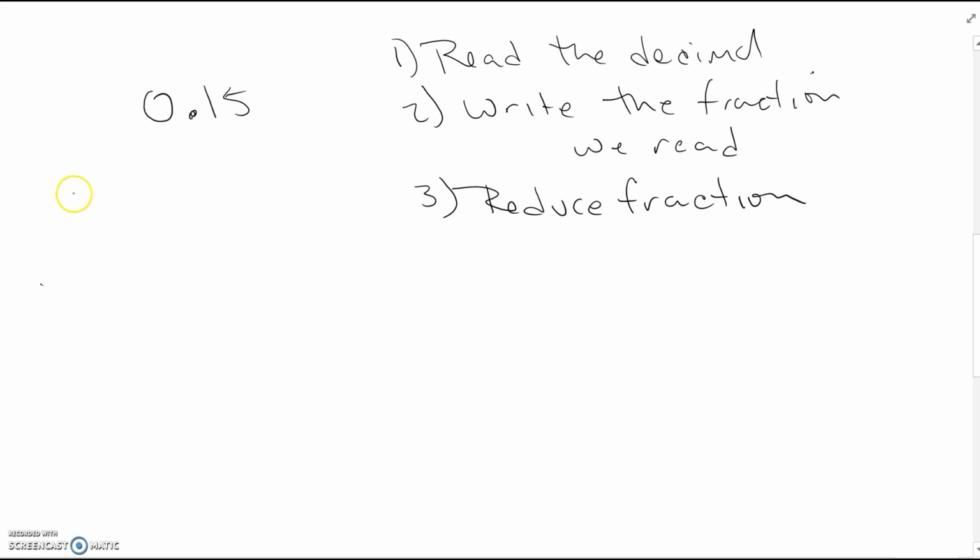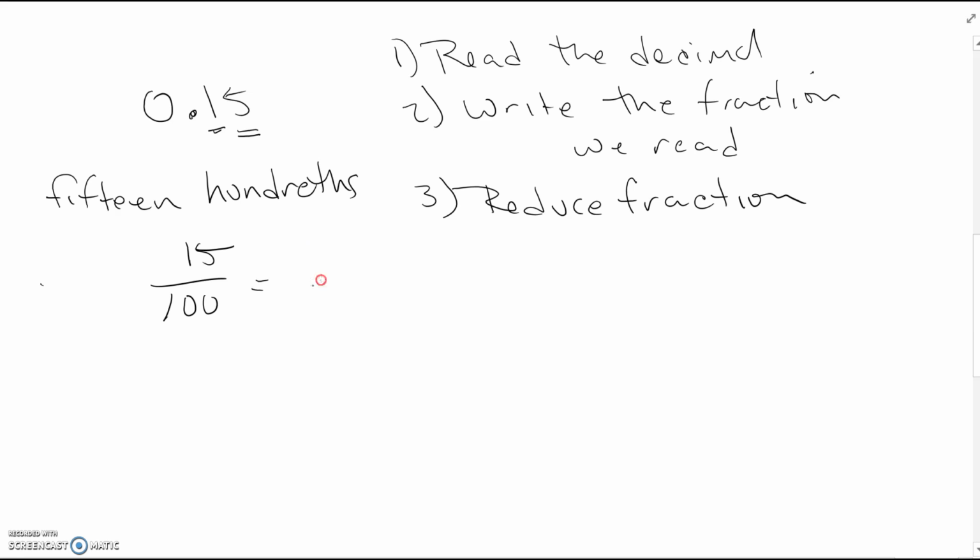So for this case, I would read this as 15, and think about when we learned our place values, that's tenths, hundredths. So 15 hundredths. And so I'll write that fraction, 15 hundredths. And that does reduce, so it reduces down to 3 over 20. And then I could check that. I could take 3 divided by 20 on a calculator and make sure it gave me back 0.15.